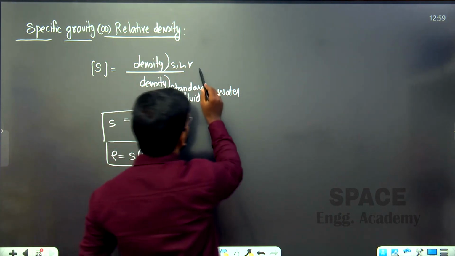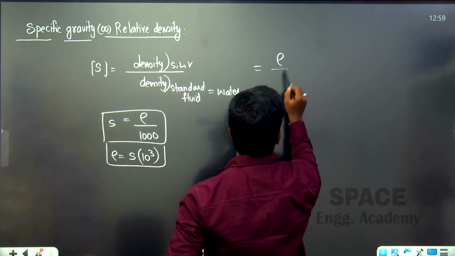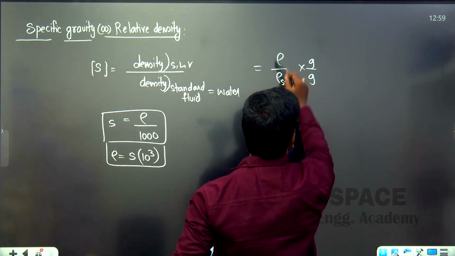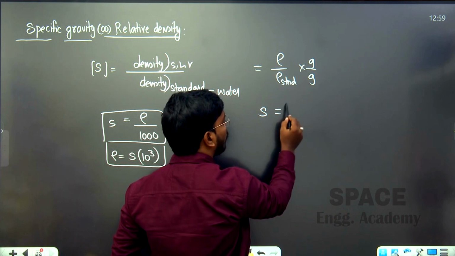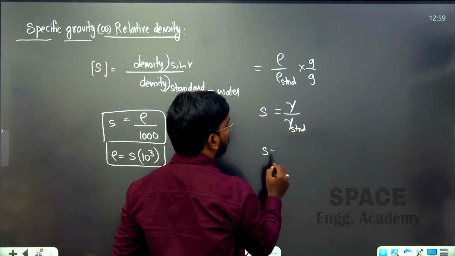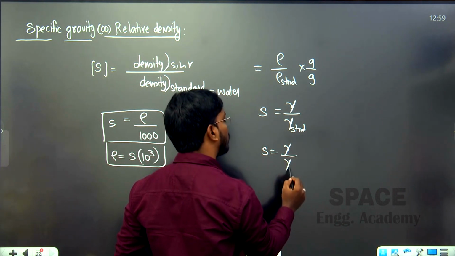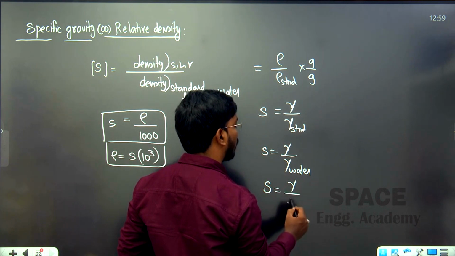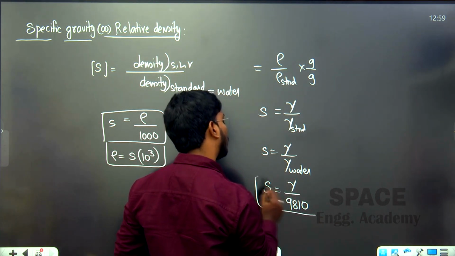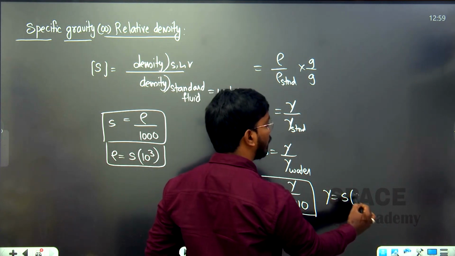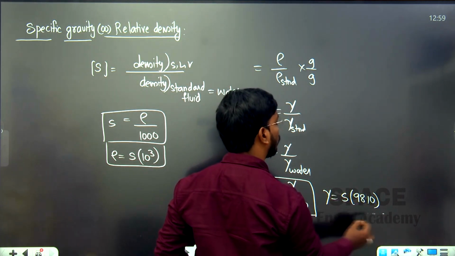If I multiply the same formula by acceleration due to gravity, rho g is specific weight. So specific weight divided by specific weight of standard, which is the specific weight of water. So the formula for S becomes specific weight divided by the standard specific weight of water, 9810. With gamma, we can write it as specific gravity into 9810.